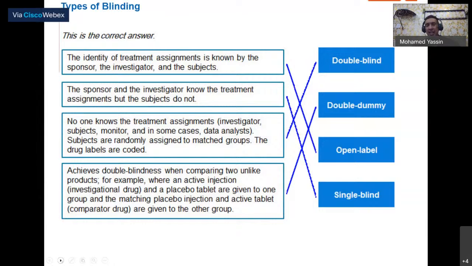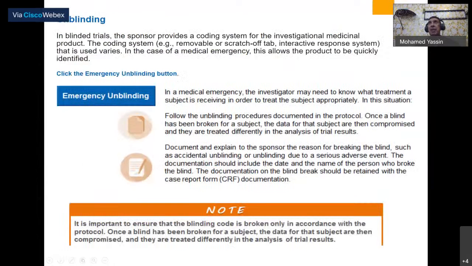Can we do unblinding if I am doing a single blind or double blind randomized controlled trial? Can I do unblinding in the case of emergency? Assume that patient A is taking an investigational product, and this patient came to the emergency with a heart rate of 150 and shortness of breath.